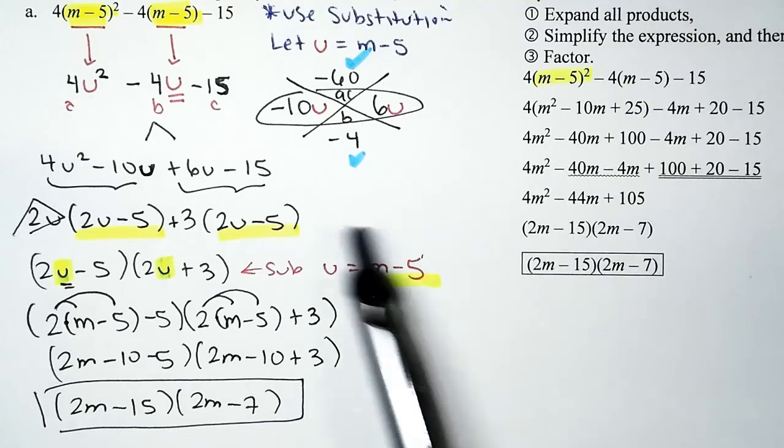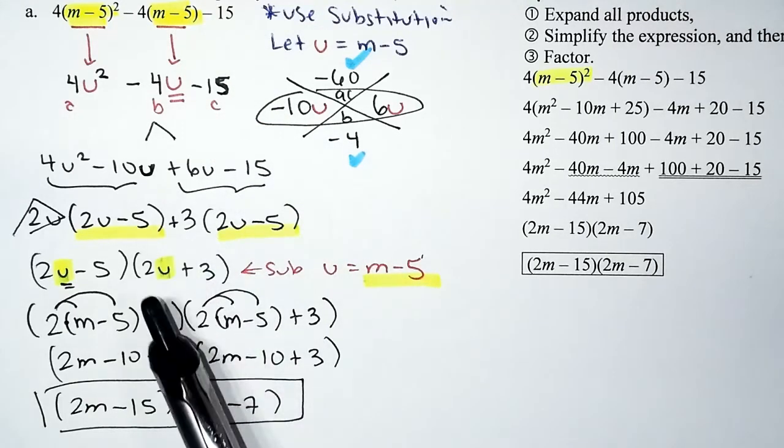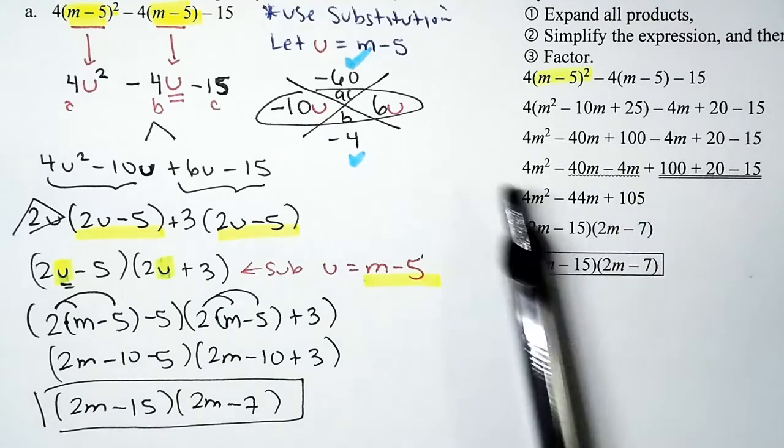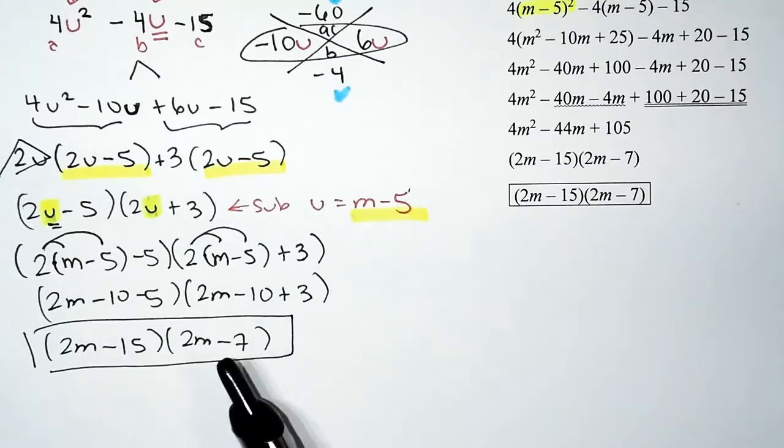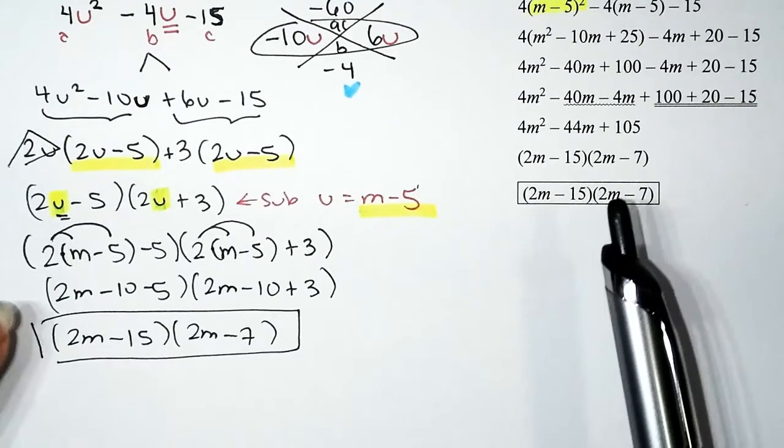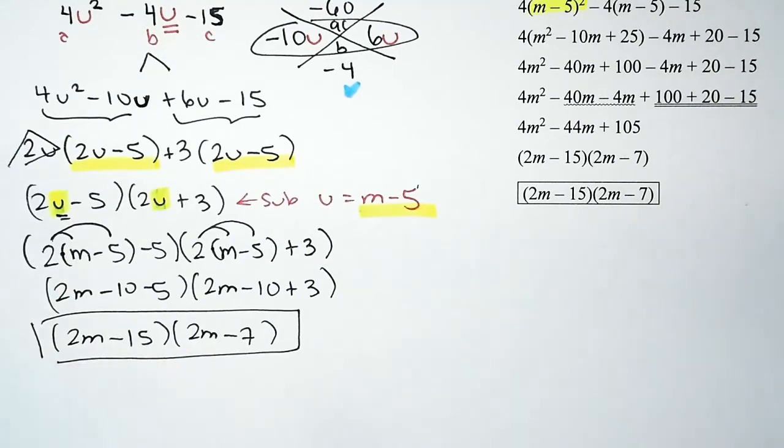I myself prefer the substitution because it minimizes the technical difficulties with my arithmetic. But either way, we get the same answer. It's a coincidence that the binomials are in the same order. It's not always the case.